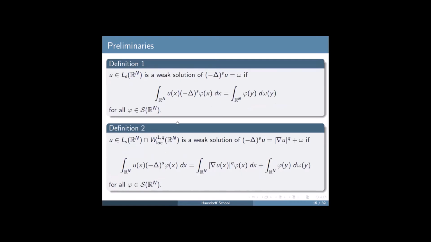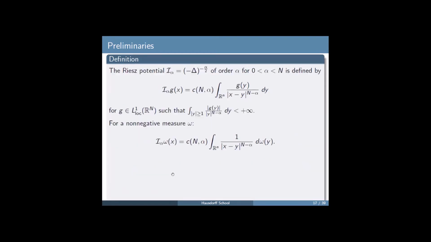Okay, so let's see the notions of solution that we are going to consider here. First, if you have just the measure on the right-hand side, we say that the function u in L_s(R^n) is a weak solution if this holds for any Schwartz function. And if you take now the equation with the nonlinear first order terms on the right-hand side, we say that u in L_s(R^n) and in W^{1,q}_loc(R^n) is a weak solution if this holds for any Schwartz function, okay? So these are the notions of solution that we are going to consider.